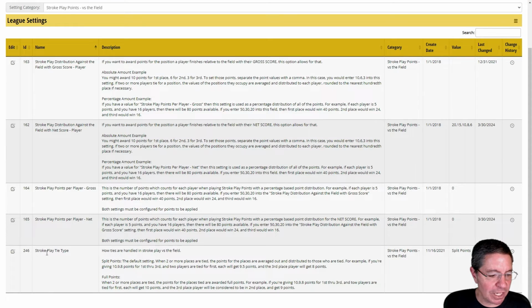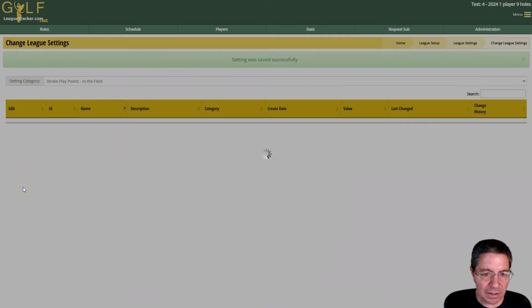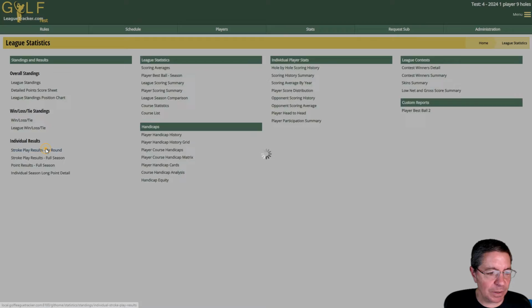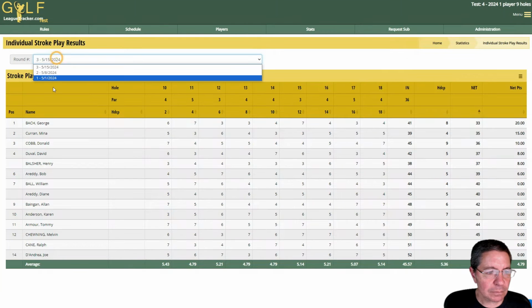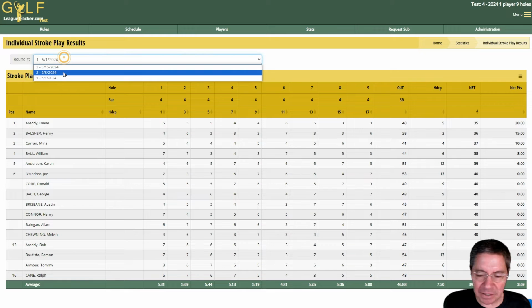And so we're going to change stroke play tie type. We're going to change this to full points. And we're going to look at the same reports. Stroke play results by round. I'm going to start with round 1 again. And because there's no ties, it's no different. 20, 15, 10, 8, and 6, as expected.